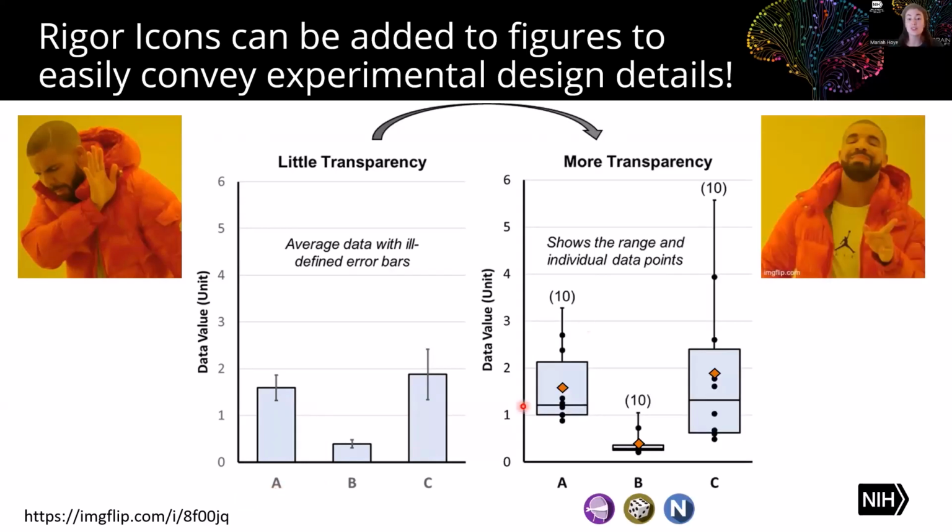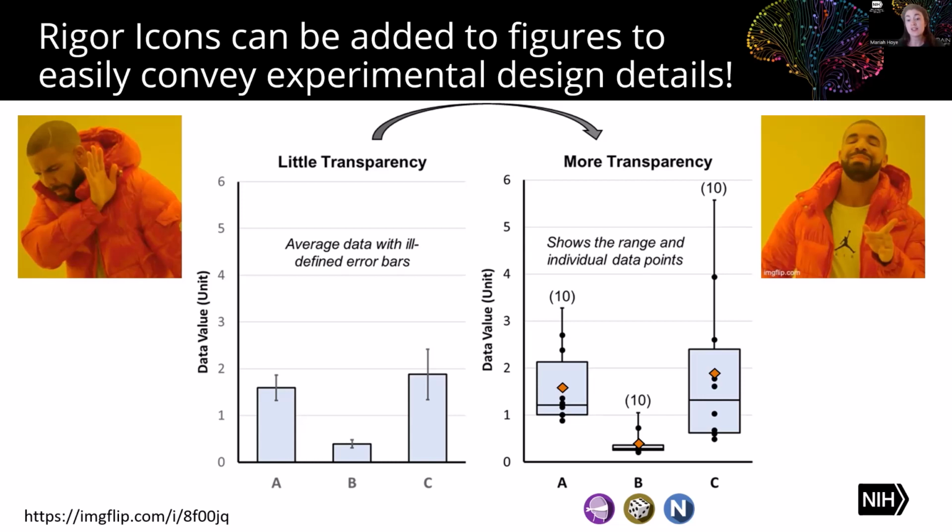The same data are represented on the right as a quantile box plot showing the mean by this orange diamond, the sample size, the individual data points, and the range for data spread. And now we've added these Rigor icons to indicate that the experimenter was blinded and masked, that samples were randomly allocated to groups, and that sample size estimation was performed in advance. As you can see, this graph on the right, with virtually the same amount of space, conveys much more detailed information about both the methods and the results.